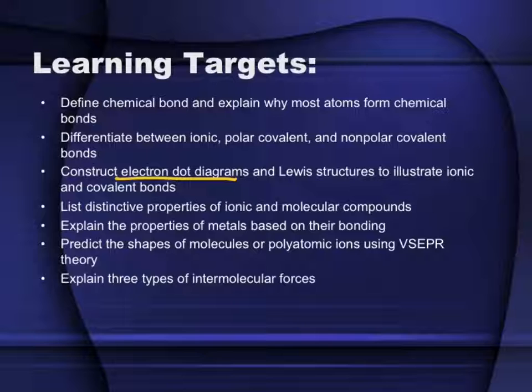List the properties of an ionic versus a molecular compound. Explain properties of metals based on their bonding. That's what we're going to do today. Predict the shape of molecules or ions using VSEPR theory, and explain the 3 types of intermolecular forces. So lots to cover in a short amount of time.